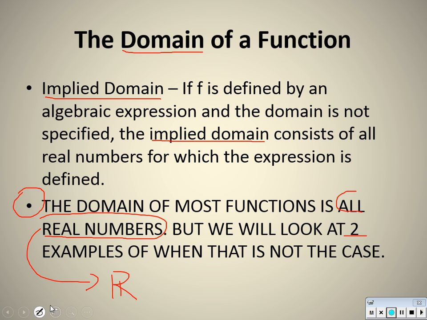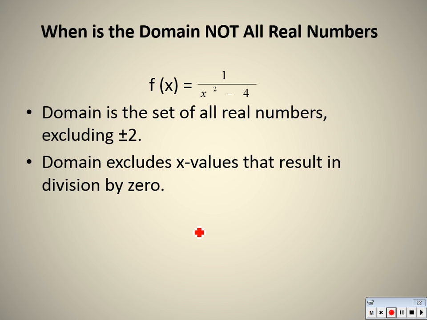And here's the first one. For most functions, like we said, the domain is all real numbers, meaning you can substitute any number you want in for x and still get some type of y value answer that's not imaginary and is not undefined. Well, here's an example where that's not the case: f of x equals 1 over x squared minus 4. One of the cases when the domain isn't just all real numbers is when you have a fraction with a variable in the denominator.